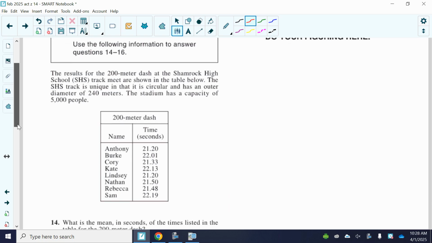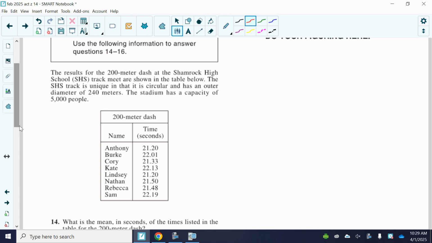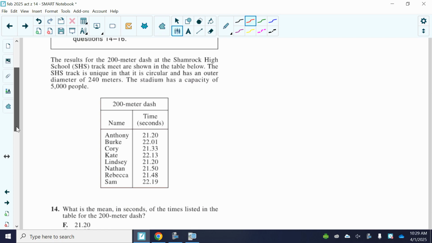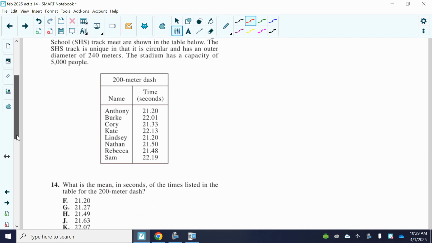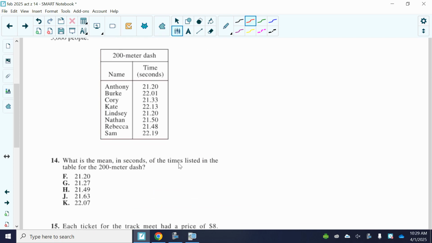Time for the average. I love these. They give you a bunch of information and then a bunch of questions, and it's 3 different types of questions. Y'all know what mean means, huh? So I have to add up all these guys, all the times, pain in the neck, huh? And then divide it by 8. I won't insult you by taking out the calculator. I'll just tell you the answer is D, J, 2163.